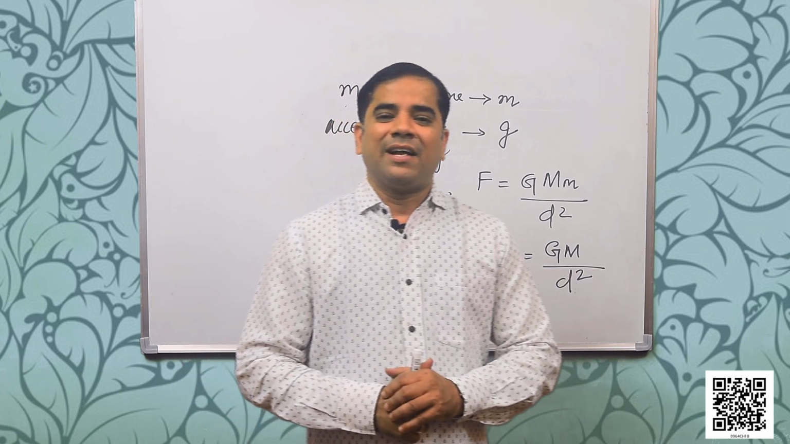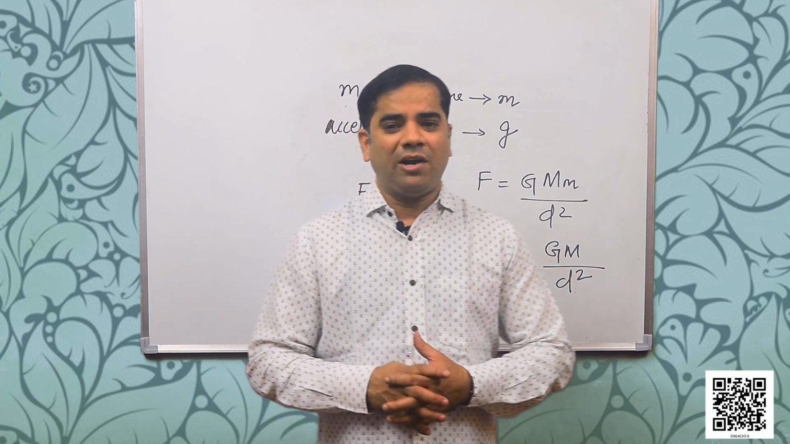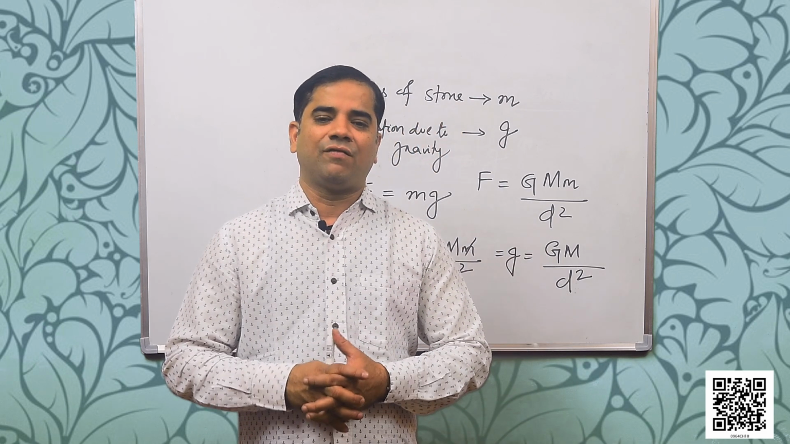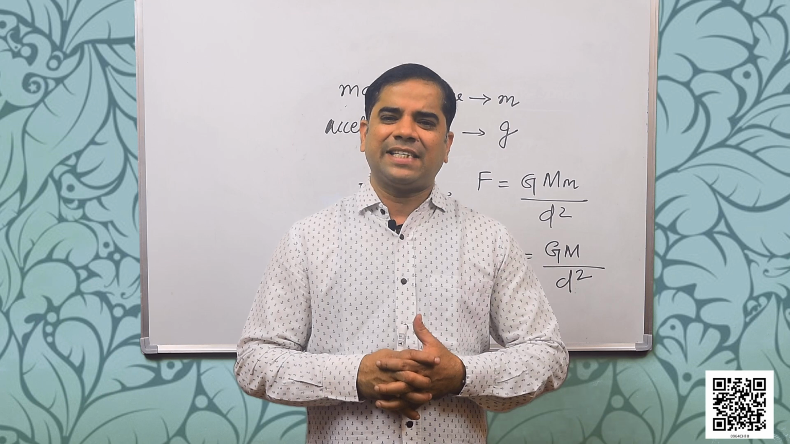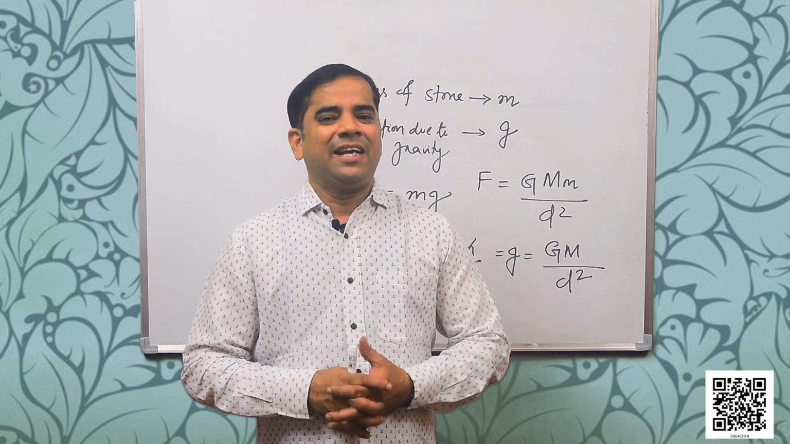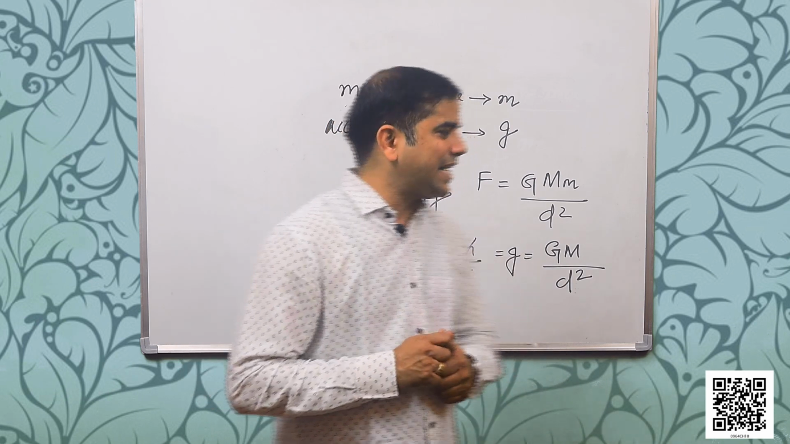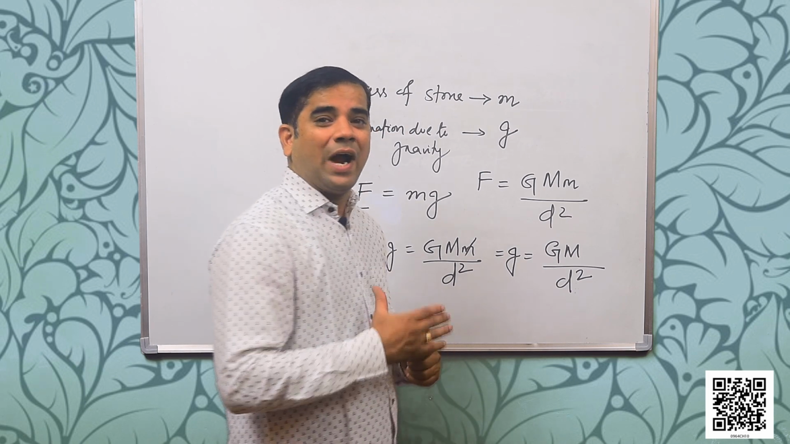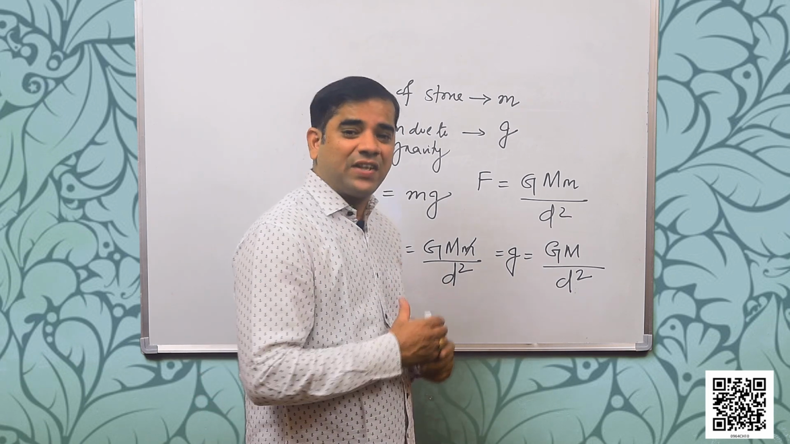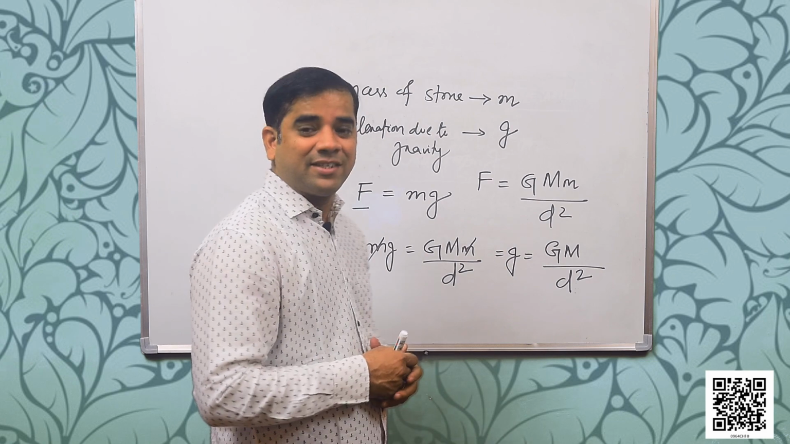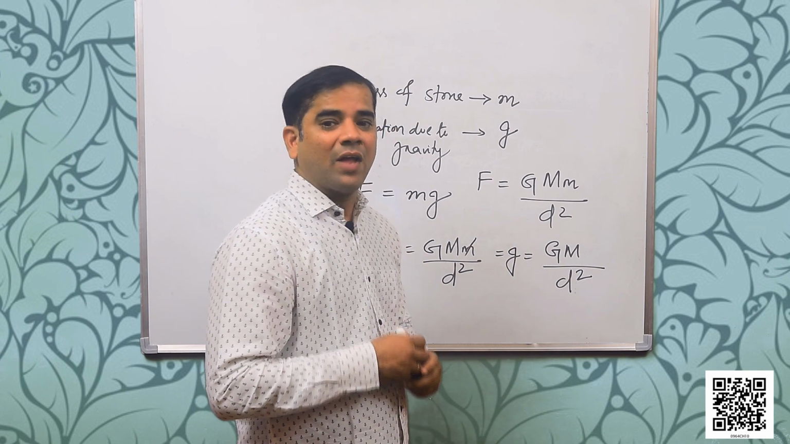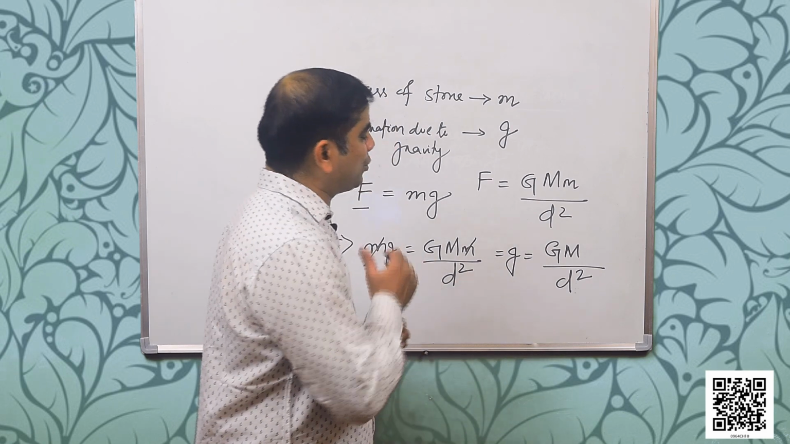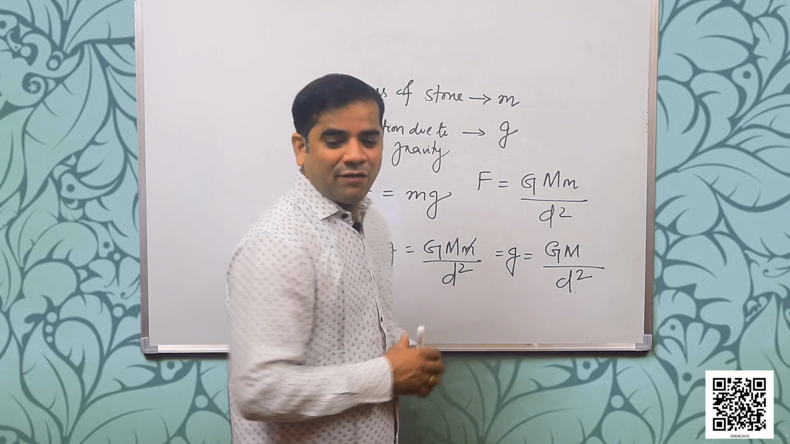Let an object be on or near the surface of the earth. The distance d is equal to r in this case, because while an object is on the surface of earth, the distance is nothing but the radius of the earth. So now let us put that r in this formula.